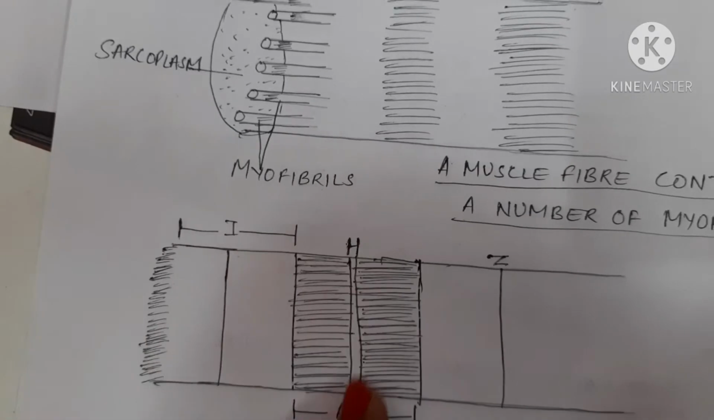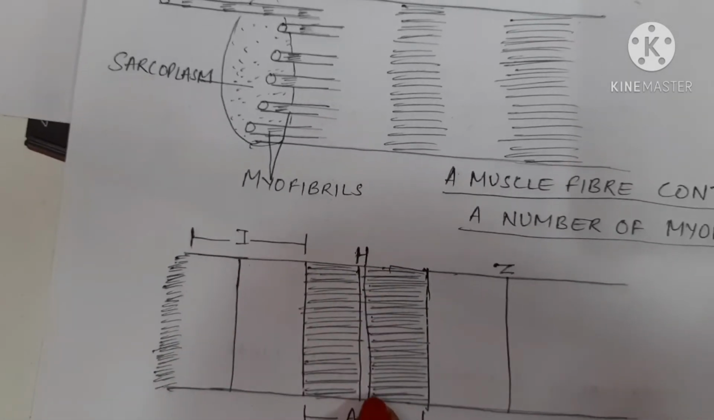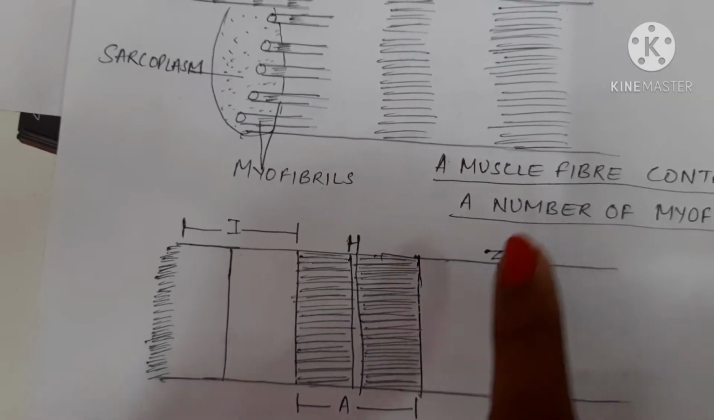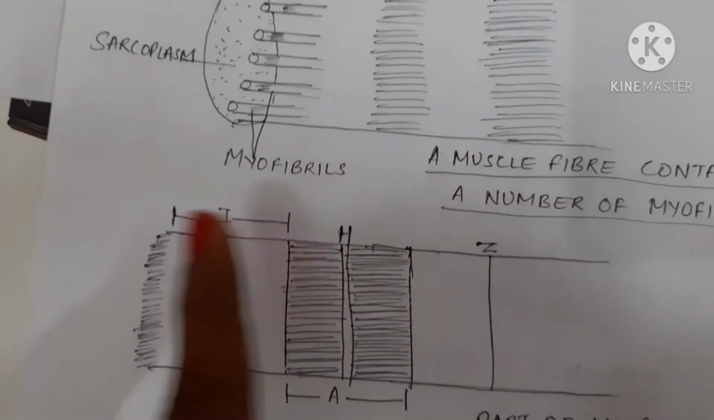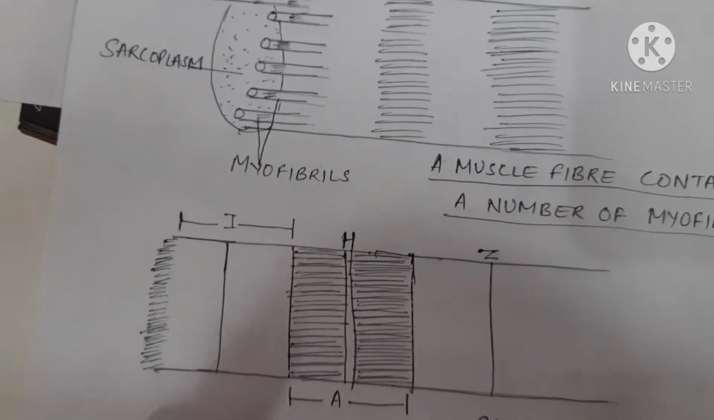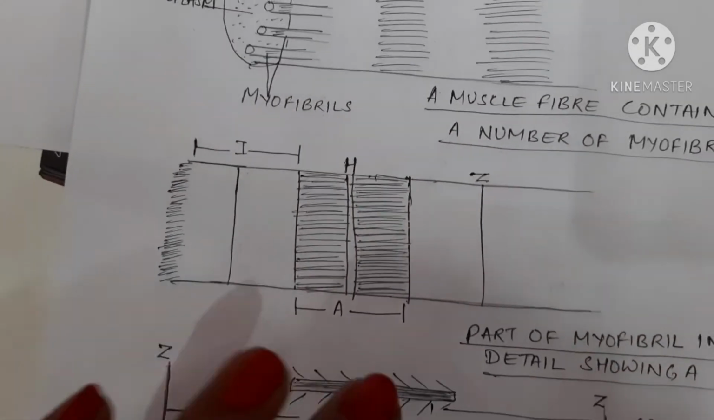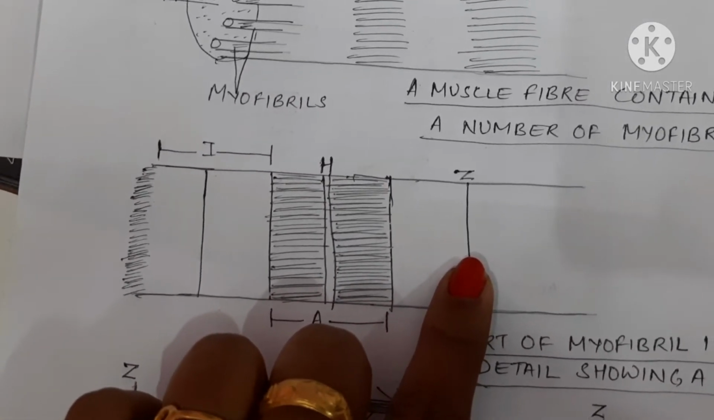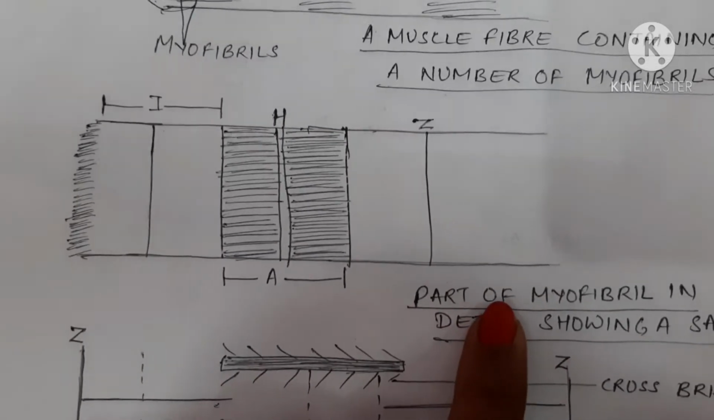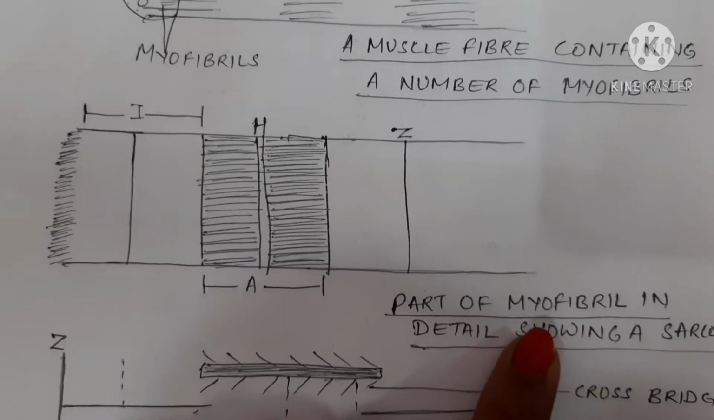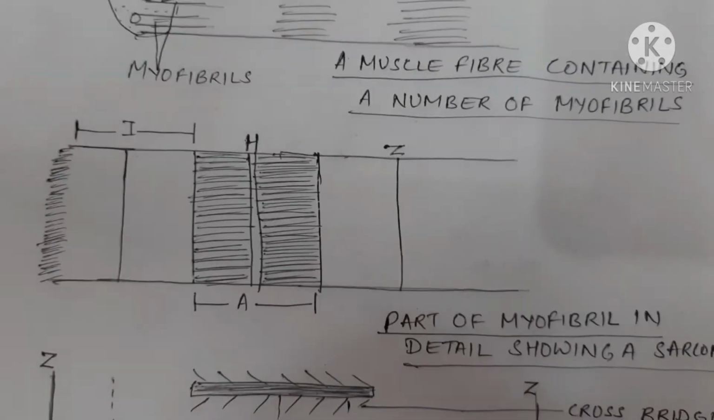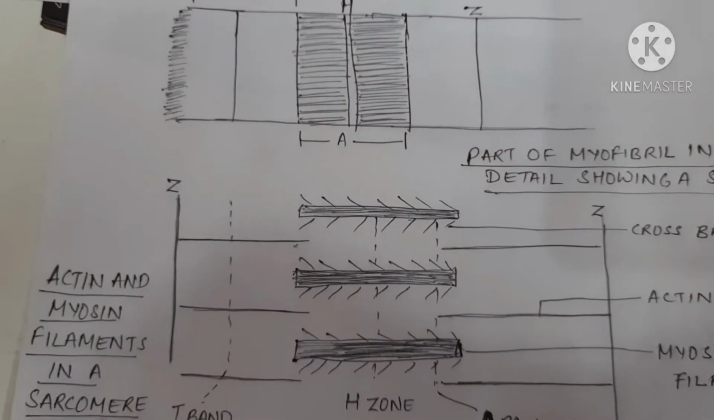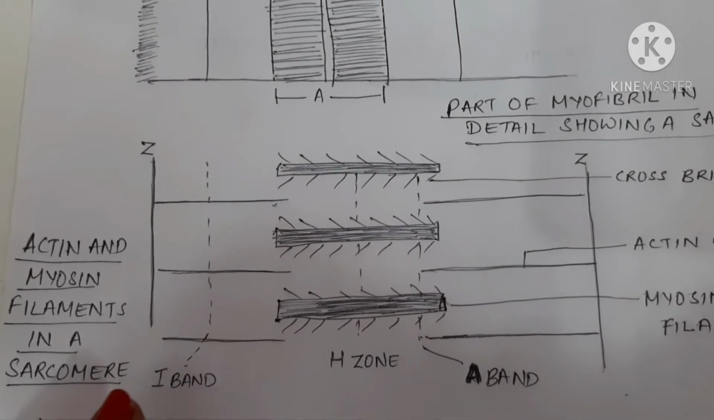In the darker section, the H zone is present. This one is the Z line or Z zone. Between two Z lines, there is the sarcomere. The area between two Z lines represents the sarcomere. So this is a part of a myofibril in detail, showing a sarcomere.